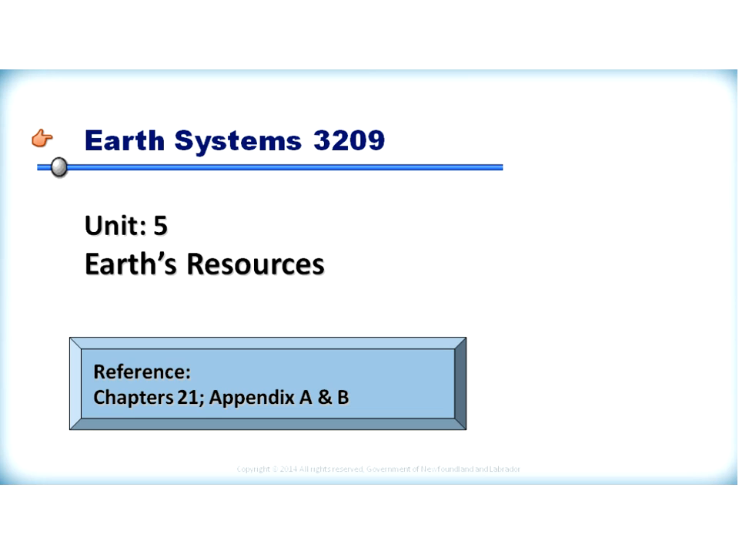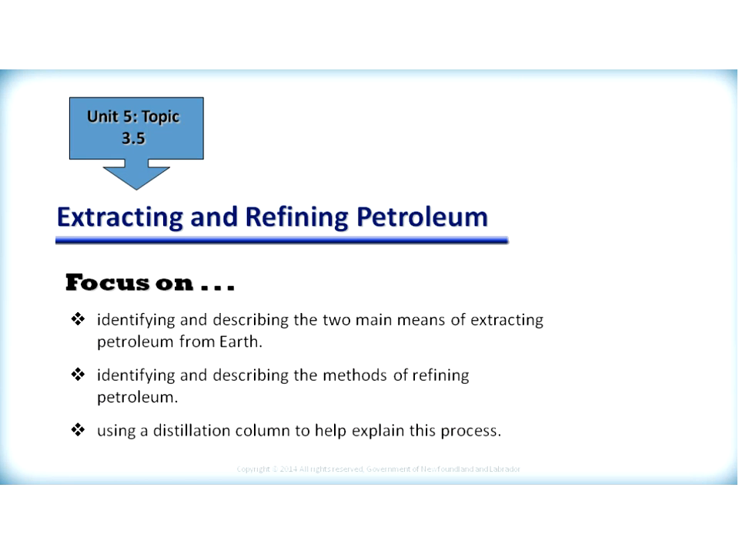Earth Systems 3209, Unit 5, Earth's Resources. Reference for this unit can be found in Chapter 21 and Appendix A and B within the curriculum guide.